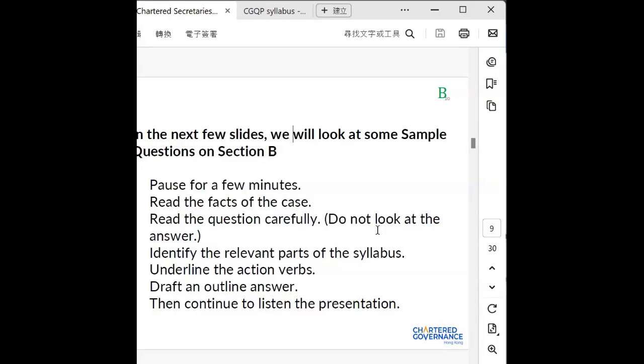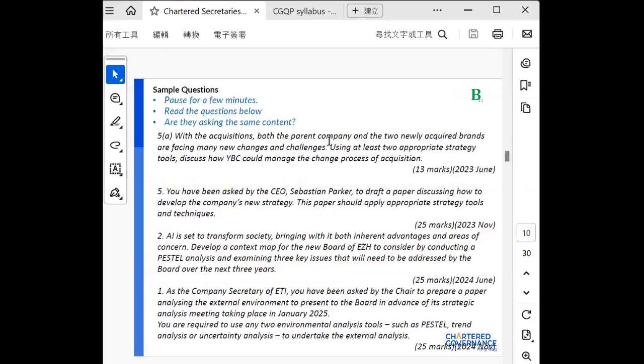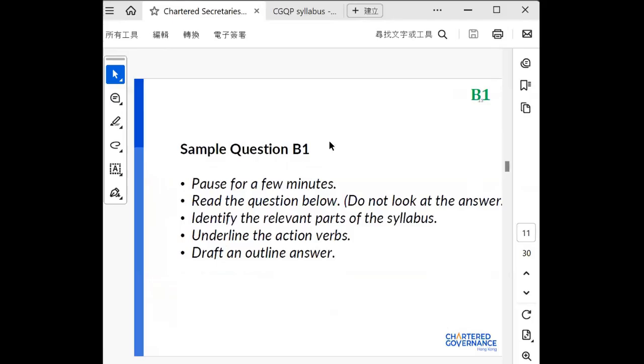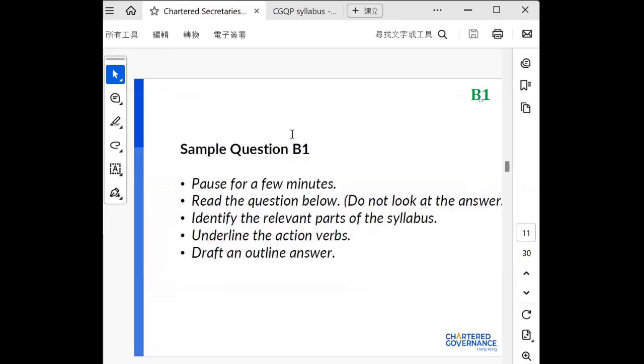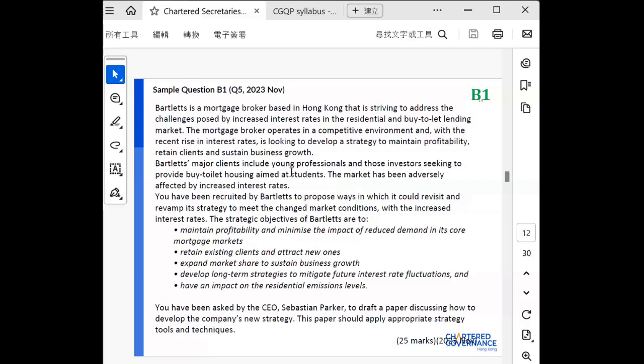Right, in the next set of slides, we look at one of the sample questions on section B. That is question 5 of the 2023 paper. So again, I just give you 1 minute to look at the questions. You identify the relevant part of the syllabus, underline the action verbs, and then you draft the outline answers. So just give you 1 minute to look at these questions.